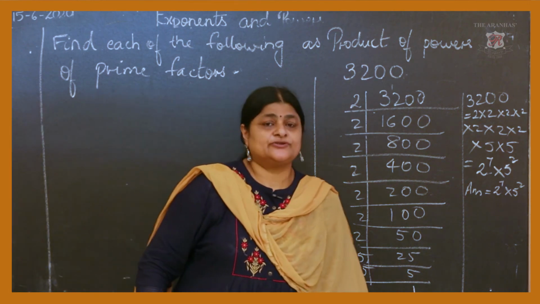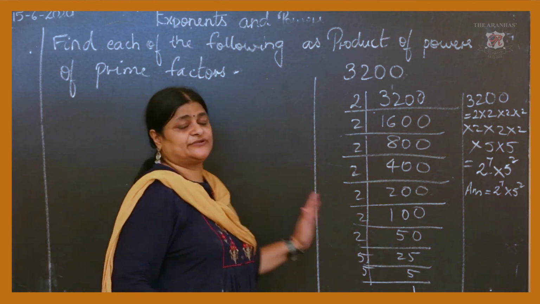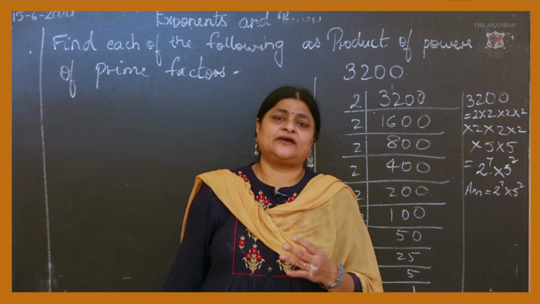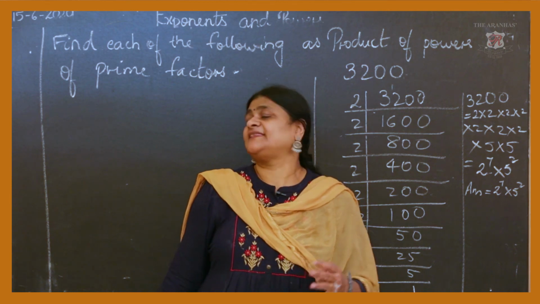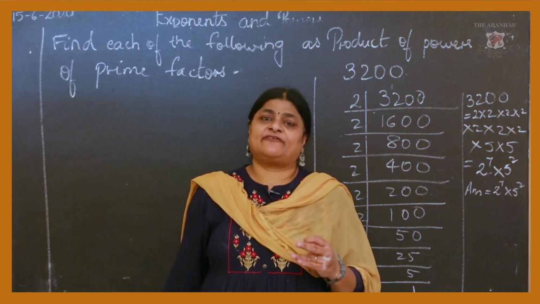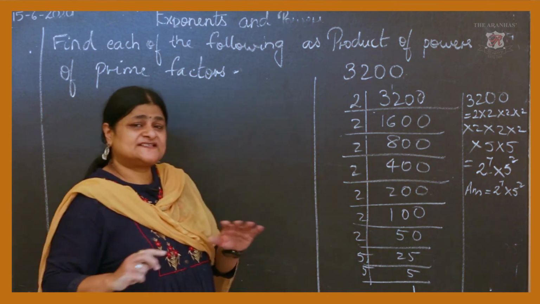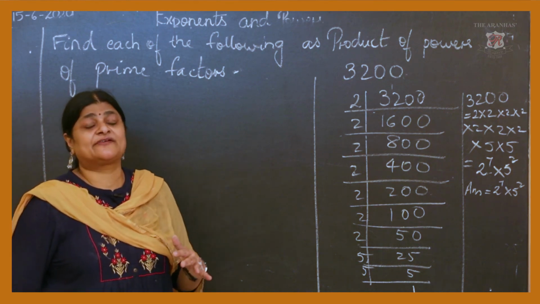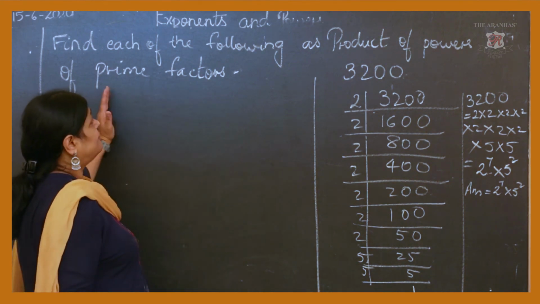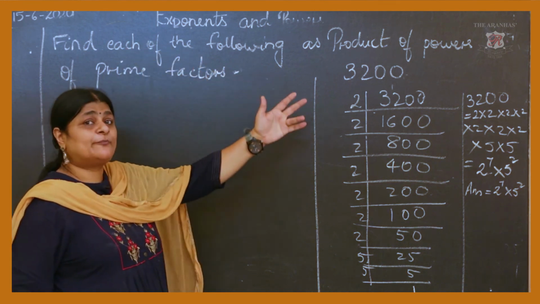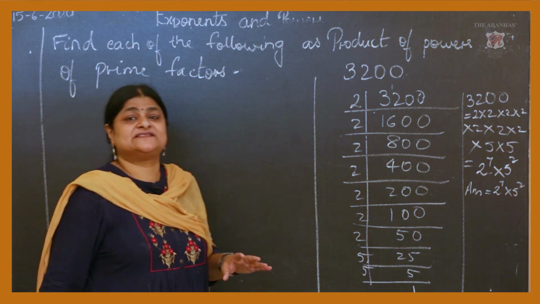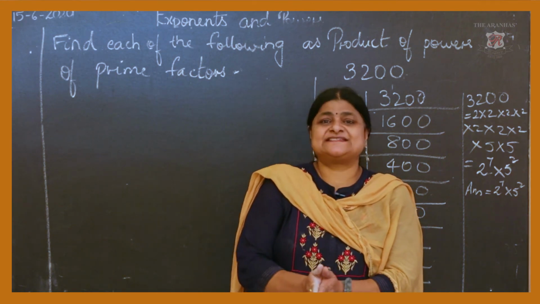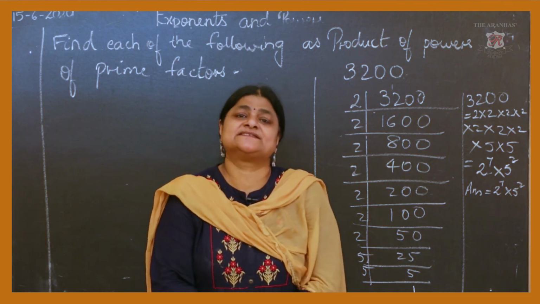Okay, so right now we have done the first thing, the laws and formulas based on exponents and powers. Then we have solved the sums based on the formulas. Then we have found the square root by the prime factorization method. Then we have found the product of the powers of prime factors by the prime factorization method. Okay, so now I'm going to stop with this session and then I'll continue with the next session. Thank you.